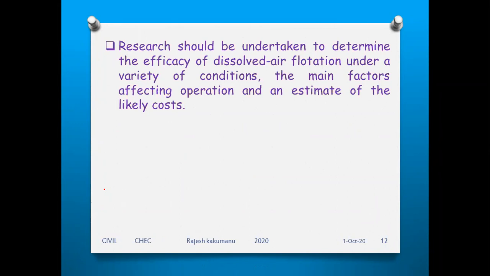Next, research should be undertaken to determine the efficacy of dissolved air flotation under a variety of conditions. So whenever you are using these flotation methods, research and development should be made to determine the dissolved air flotation under various conditions, the main factors affecting the operation, and an estimation of the likely cost. So whenever you are doing any R&D for this flotation, we have to make the estimation of the cost and also consider the purification process and the quality, right? So these are the main purposes of flotation.